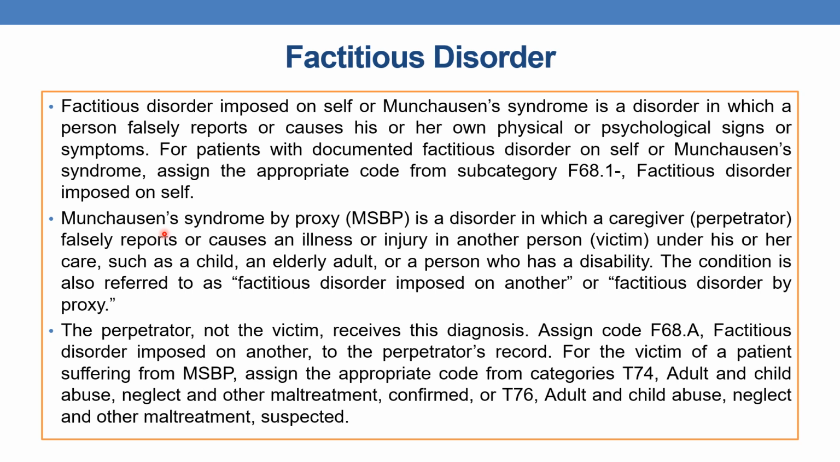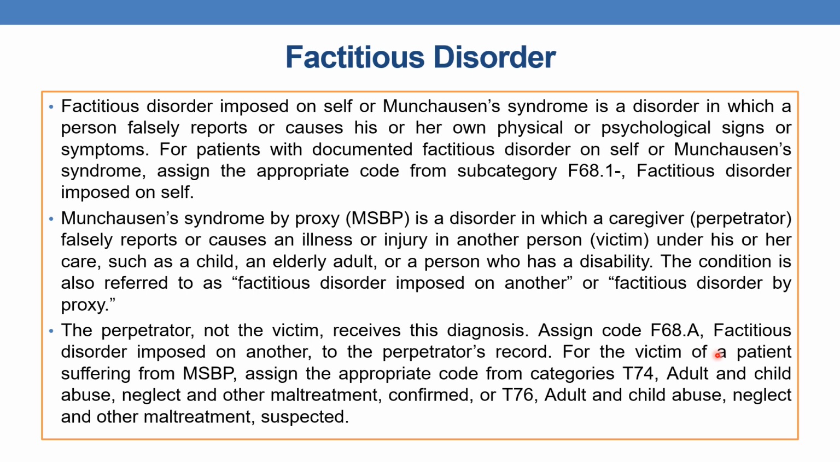The second case is MSBP. Munchausen syndrome by proxy is a disorder in which a caregiver, who is the perpetrator, falsely reports or causes an illness or injury in another person, that is the victim, under his or her care, such as a child, an elderly adult, or a person who has a disability. This condition is also referred to as factitious disorder imposed on other or factitious disorder by proxy. The diagnosis of MSBP should be given to the perpetrator, not the victim.